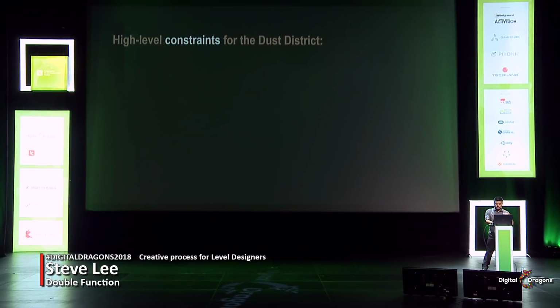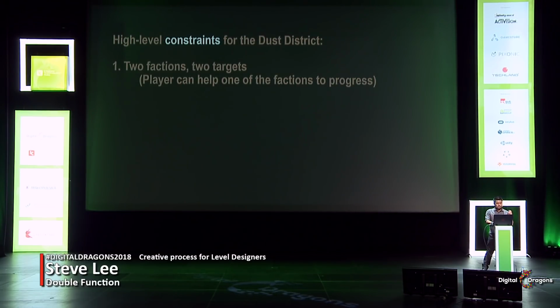There were lots of different kinds of constraints. But the main three things that came up were these. The main thing was that the premise of the mission is all about there being two factions and two targets, which is quite distinctive for a Dishonored mission because there's typically only one. And the player can choose between these factions and help one in order to progress to the next level.